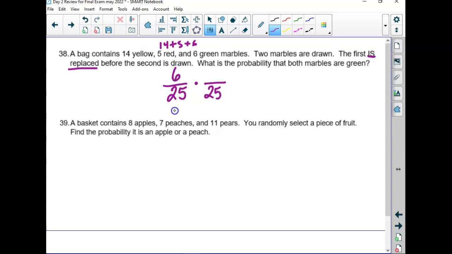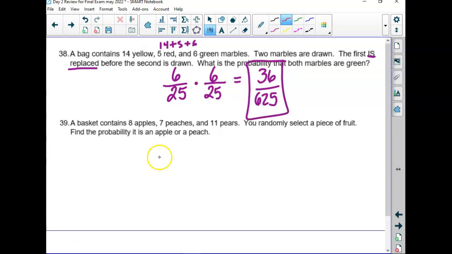Okay, you put it back. Now what's the chance to get a green? Same. So you get 36 over 625. Is that right, guys? It could be changed to a decimal. I don't remember what it looks like on the test. If it's a free response, either one is fine, but it might be multiple choice.